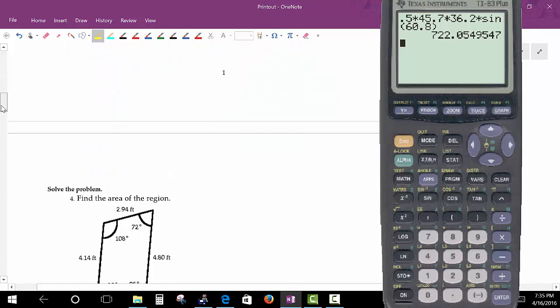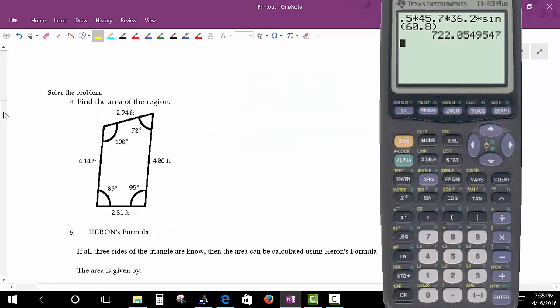All right, now we're going to move on to an application, this number 4, of that principle. We're going to find the area of this quadrilateral. The way to do this is that any four-sided figure can be divided into two triangles. I could either divide this way or this way. I'm just going to go ahead and draw a diagonal like that.